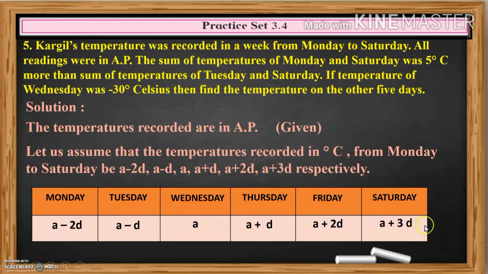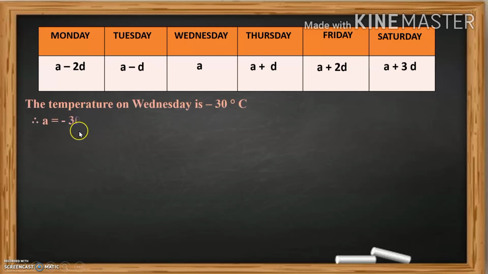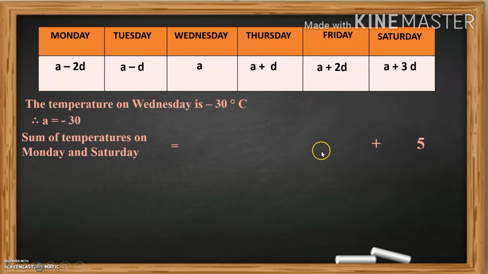Next, let us now use this to calculate the temperatures. Now, I have taken down this table once again so that it's easier for us to get the relation between the temperatures. So the temperature on Wednesday is minus 30. So we will get A is equal to minus 30. Now what is the next relation given? That is the sum of the temperature on Monday and Saturday is 5 more than. Is means we'll write equal to 5 more than. More than means plus.